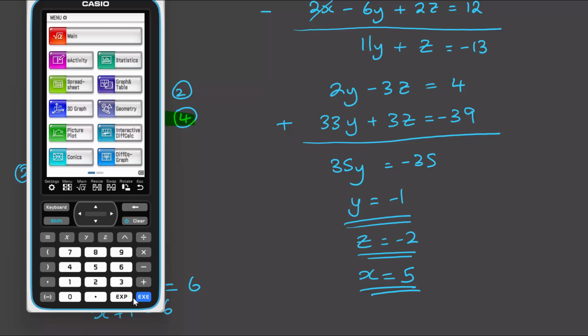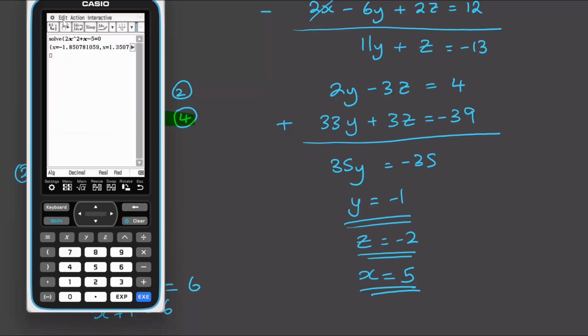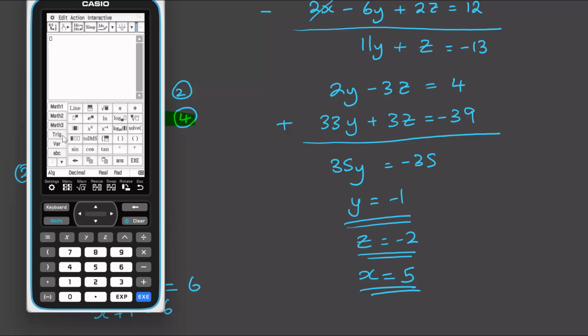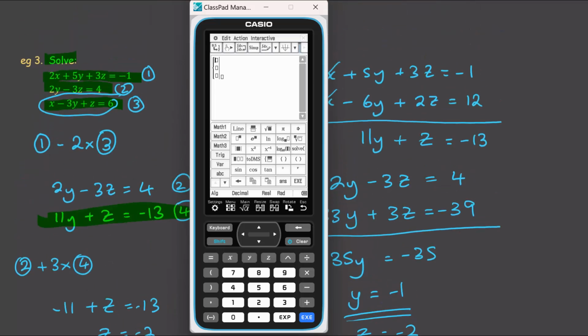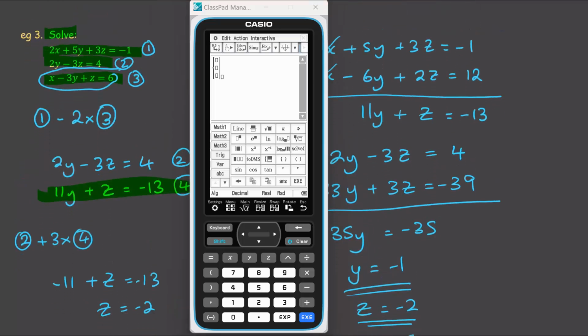And we can solve that system on the ClassPad. If we go to Main and clear out anything that we've got there, on Math 1 we have this, which is our simultaneous equation solver. When we have 3 equations, just click it again and you get a third one. Then we need to put our system of equations in.